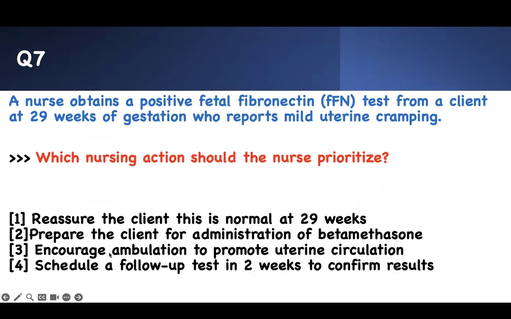Which next action should the nurse prioritize? A nurse obtains a positive fetal fibronectin test from a client at 29 weeks of gestation who reports mild uterine contractions. What would you do? Reassure the client this is normal. Prepare the client for administration of betamethasone. Encourage ambulation to promote uterine circulation. Schedule a follow-up test in 2 weeks to confirm the results.